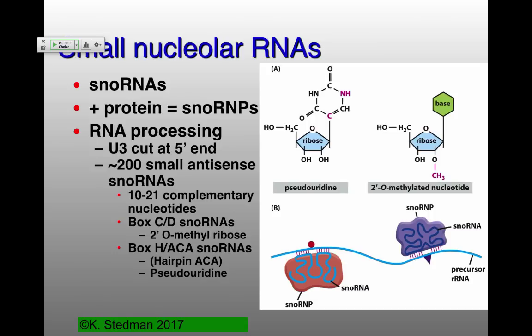But what's in there and what's doing these modifications? These are the small nucleolar RNAs, and not surprisingly, they're not just RNAs, they're RNPs. They've got proteins that are associated with them as well. What do they do, and why do you have an RNA as part of this process? What's so important about RNAs? Why do we need RNAs in spliceosomes?